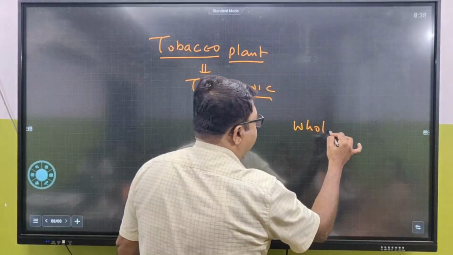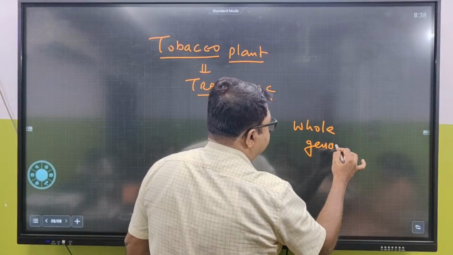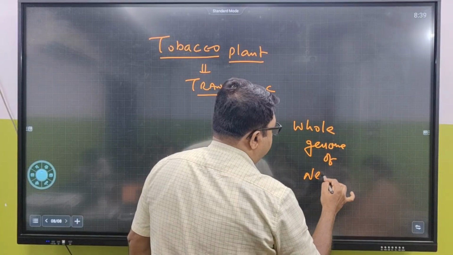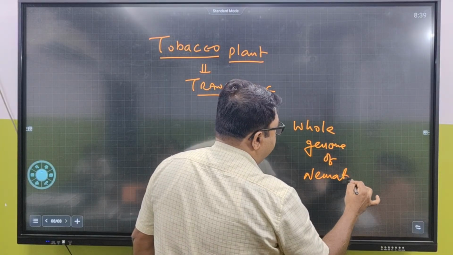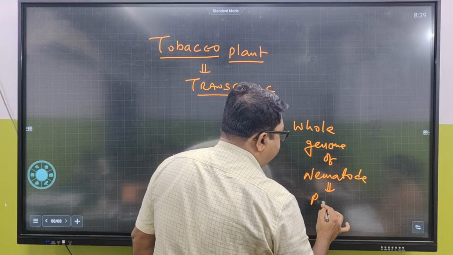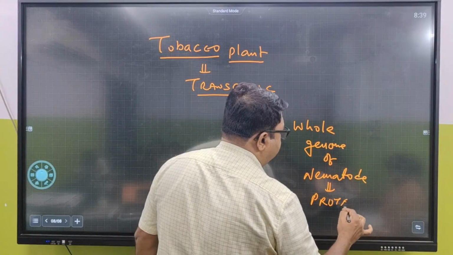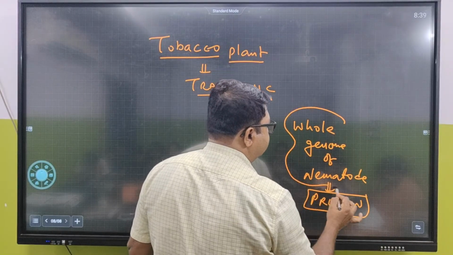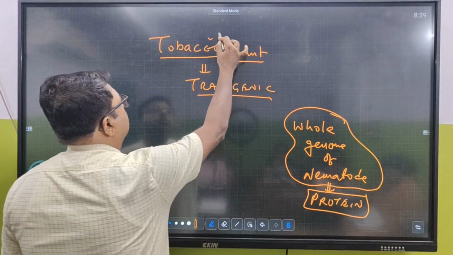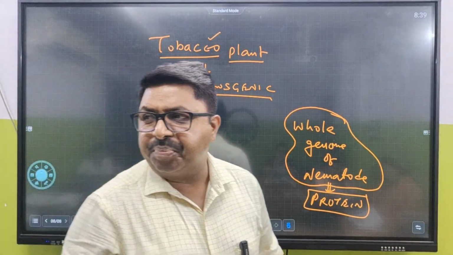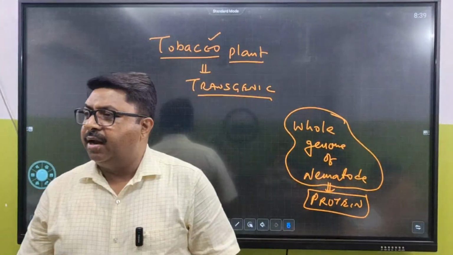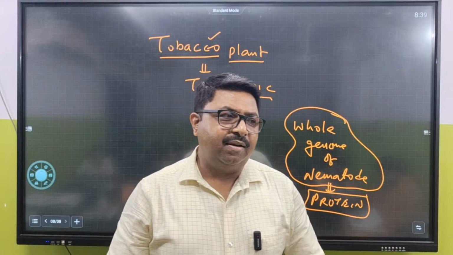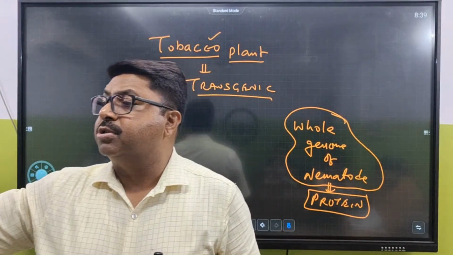Find out in your NCERT the whole genome of nematode, which can make the toxin protein. We have to introduce the whole genome of this nematode inside the tobacco plant. Now, how are you going to introduce it?